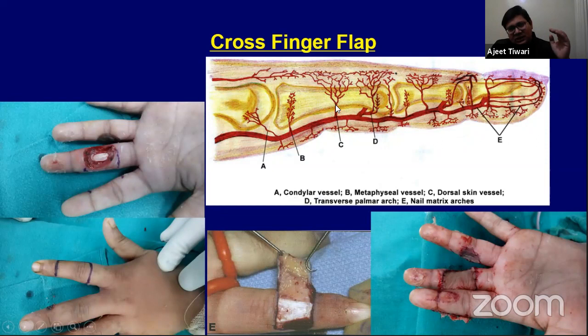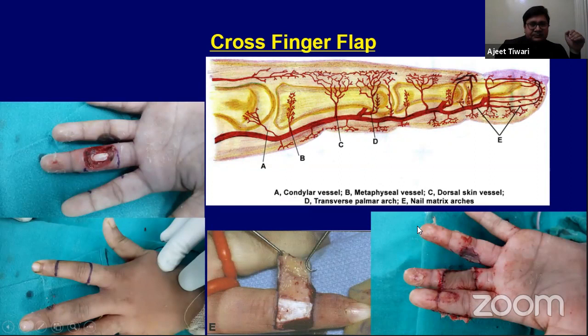The important thing is that once you measure the defect, how much defect is there, make a template, then mark it over the finger, and you cut the Cleland ligament so that the flap can move easily and you can cover the defect properly.